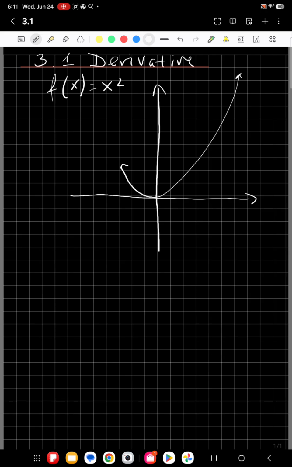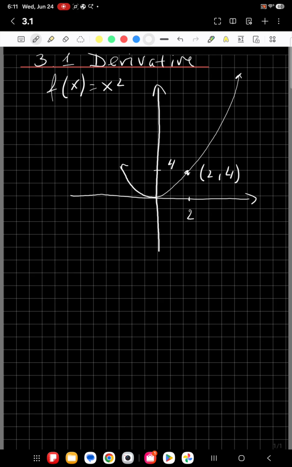Okay, and we're given a point. I think it was 2, 4. So let's just put it here. I know it doesn't look like 4, but it is 4. Okay, so this is 4, this is 2. And let me write those coordinates, 2, 4.